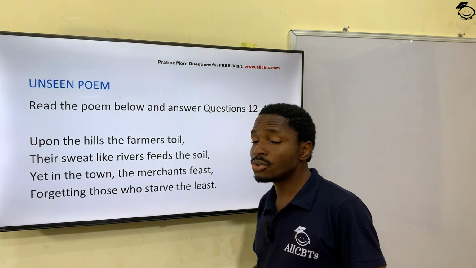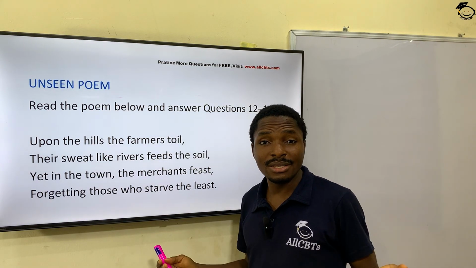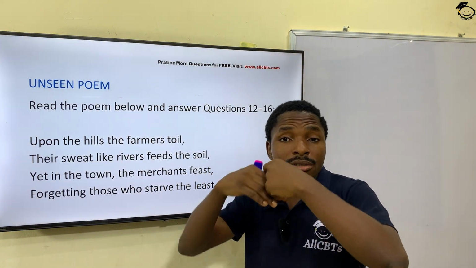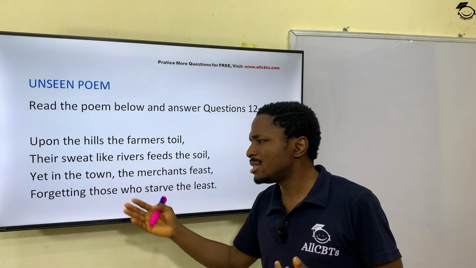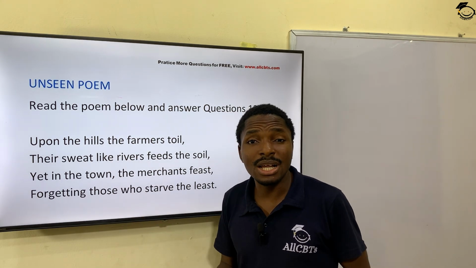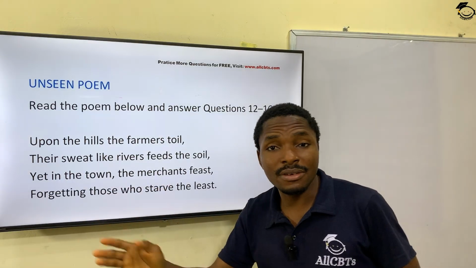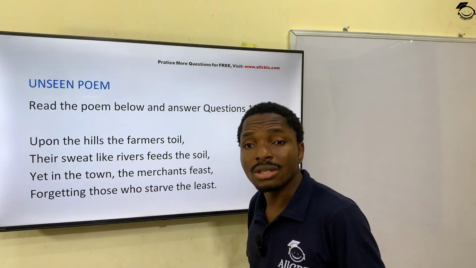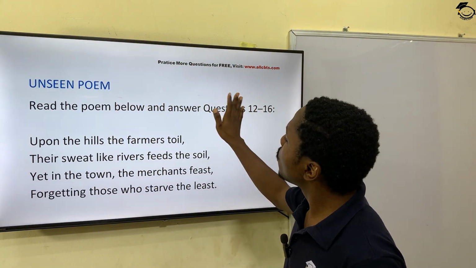How true? So true. It's the same today, right? Nobody cares for the farmers. In fact, they are even caught and trodden in villages. This is the story of what happens in most rural communities, especially in Africa. So merchants are enjoying this feast and forgetting those who starve and who are trodden to make it available. So I relate to it. Question 12 now.